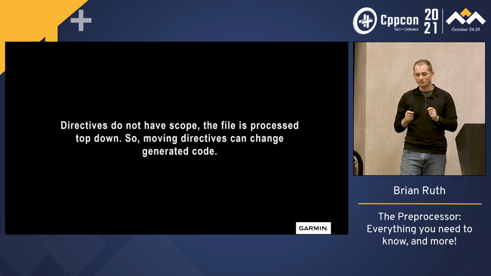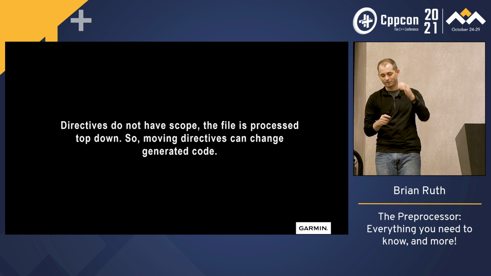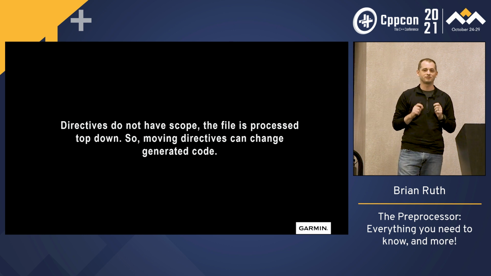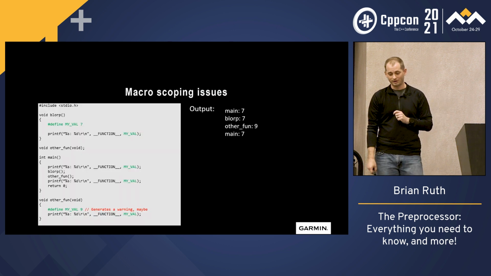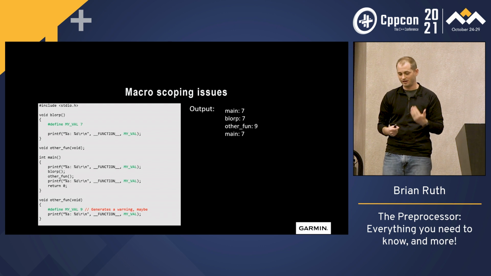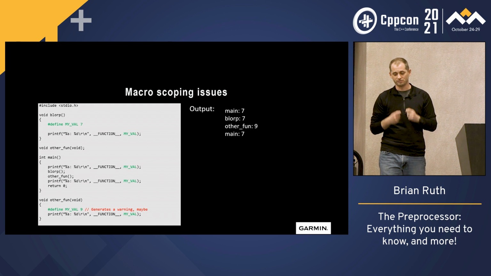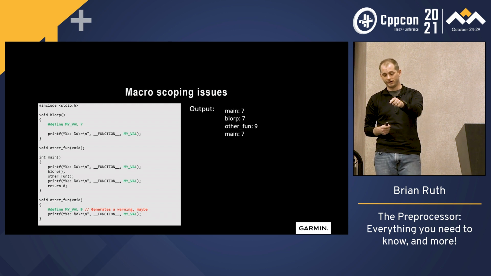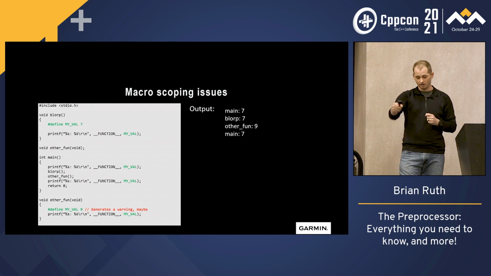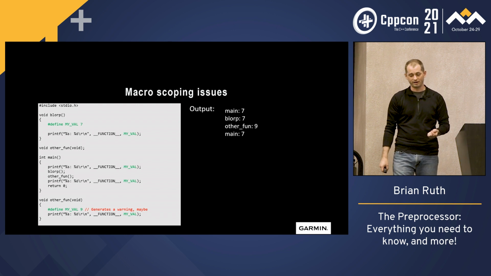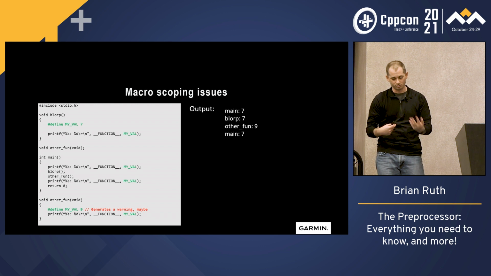So directives do not have scope. The file is processed from top down, so moving a directive can change code. I've seen people write code where they define a value in a function, assuming that it's scoped to that function, but it's not. So here we define myval as 7 up at the top there. The main function is further down, and you see every time the main function is called, it's going to be 7. And then further down in that other function, we redefine it to 9.